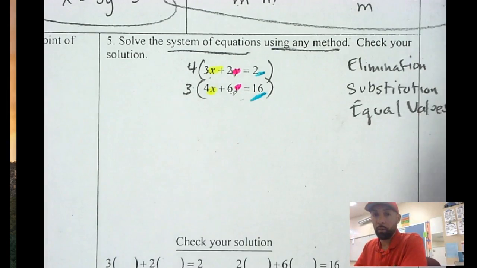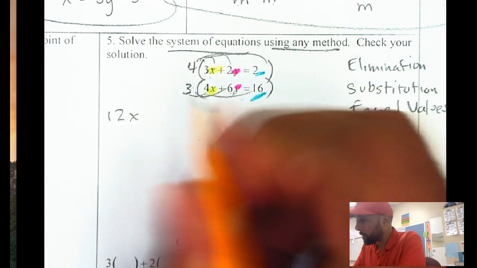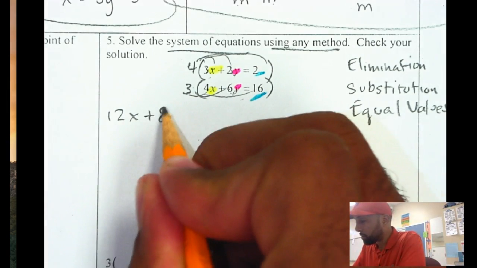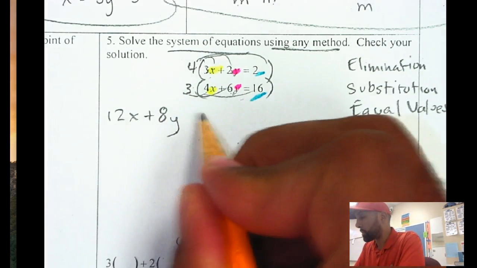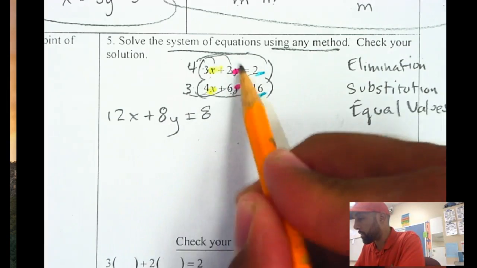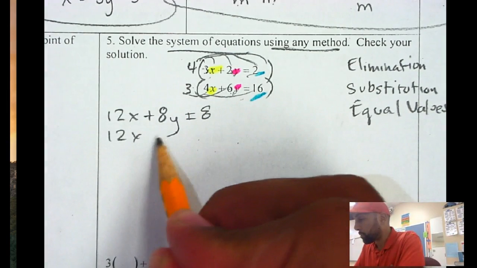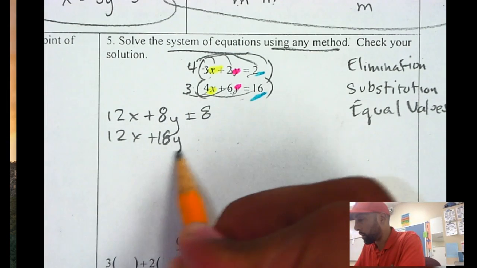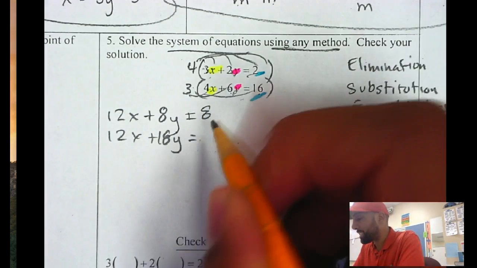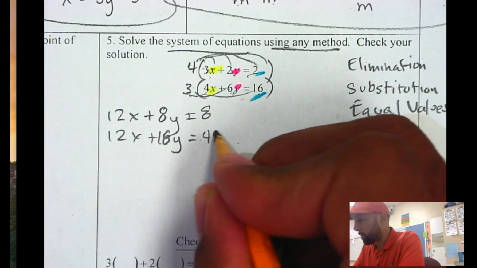Now I could just multiply one equation. Either way works, you'll get the same answer. Multiply everything. So here's my new equations. The first one, 12x plus 8y equals 8. Remember, you're multiplying every number, including that one. Then the next one, 12x plus 18y equals 3 times 16. That is 48.